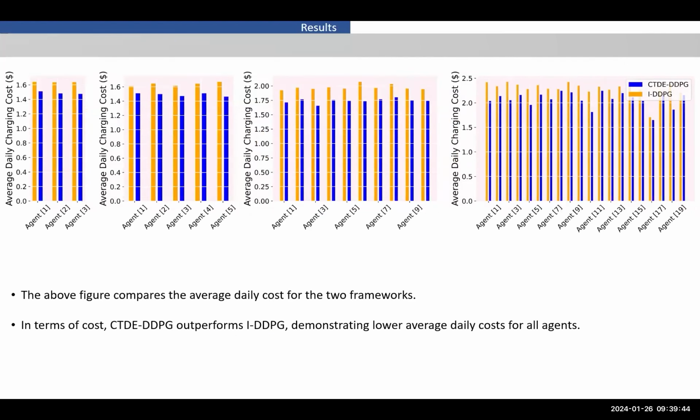And this is another comparison based on the cost for the case of 3 agents, the 5 agent, 10 agent, and 20 agent scenarios. In all scenarios, we have seen that the CTDE outperformed the independent one. It means that in this special case, the cooperation worked better.